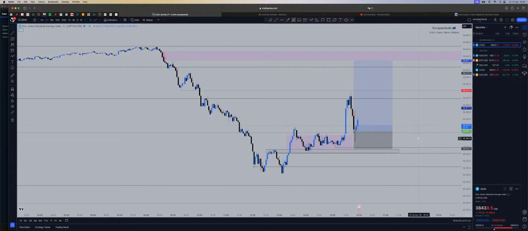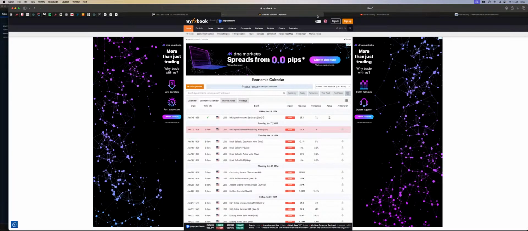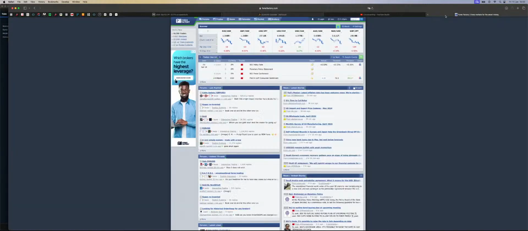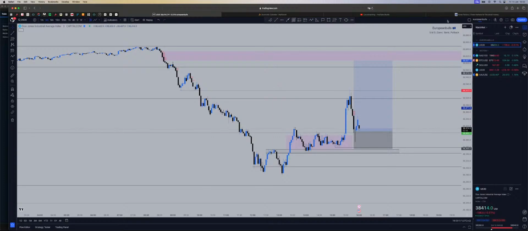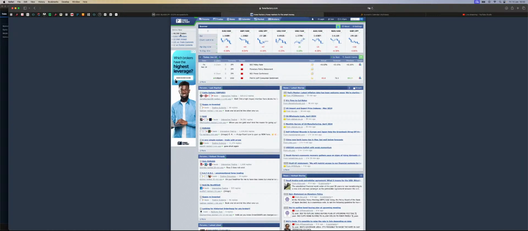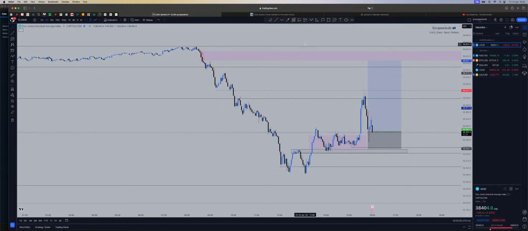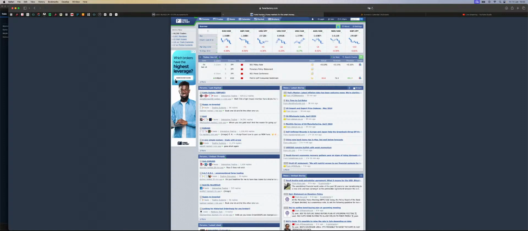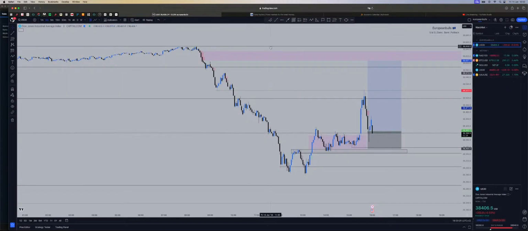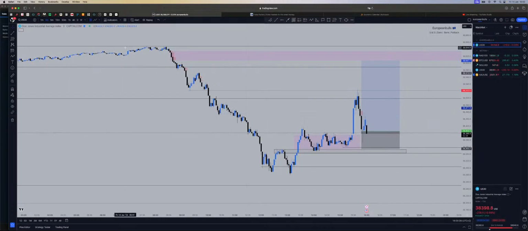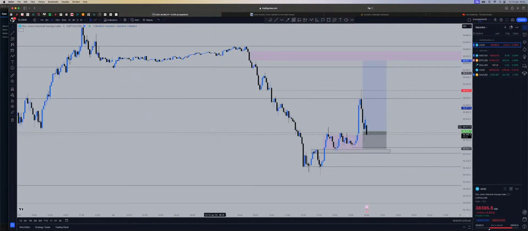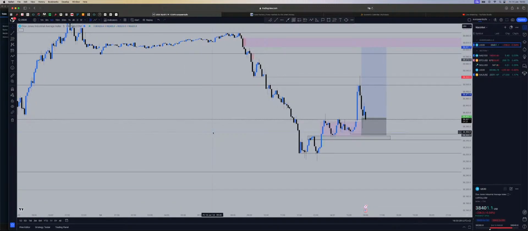Let's see. What's going on? No movement or what? Data still not out. Oh yeah, pending. Let it come, if the data is okay. It's right. Well, there's no movement. Not yet. Let's see what it does.